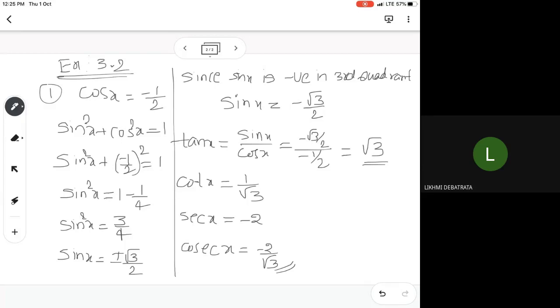And if cos x is equal to minus 1 by 2, then what is the value of x? What is possible if it lies in the third quadrant?